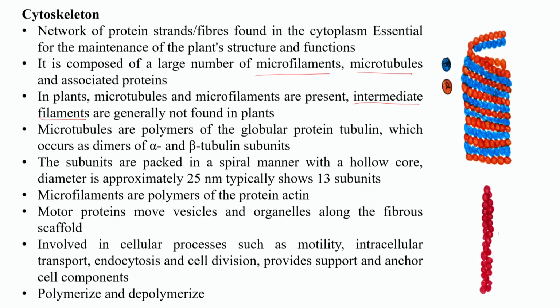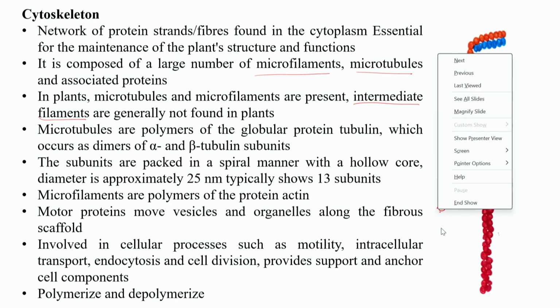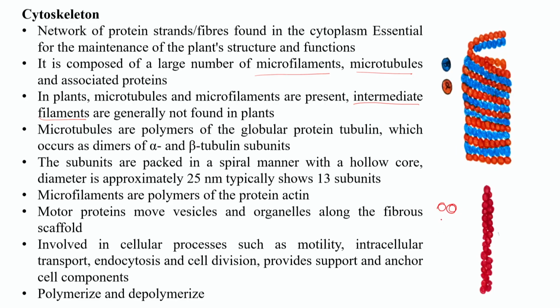Each microtubule is made up of two types of globular protein, alpha and beta, and these two globular proteins form a dimer. They associate in the form of a dimer, and they form a helical structure. You can see here the formation of a helical structure of these dimers.